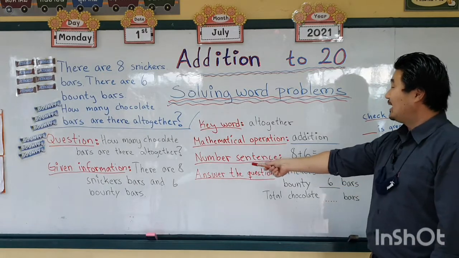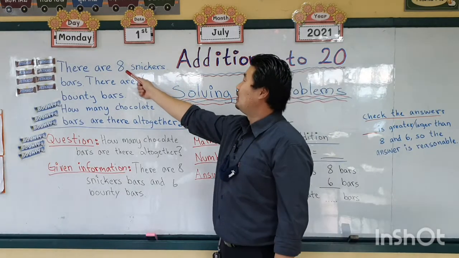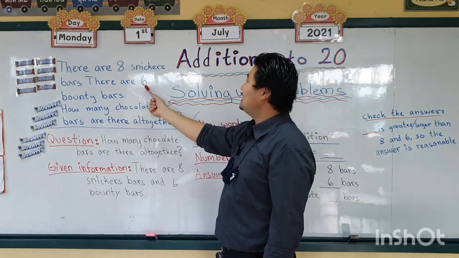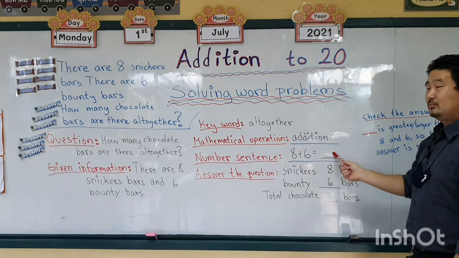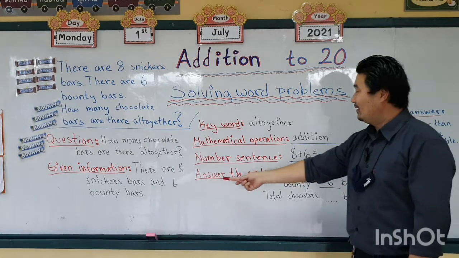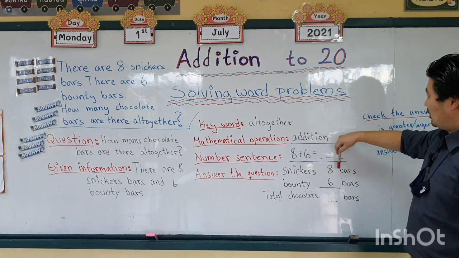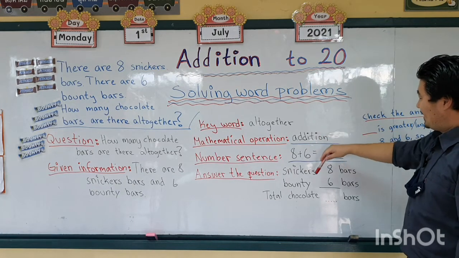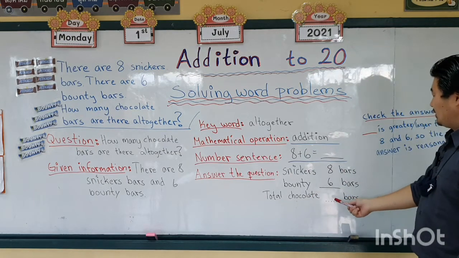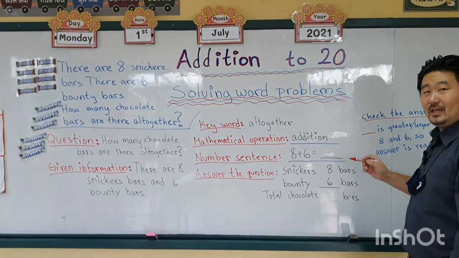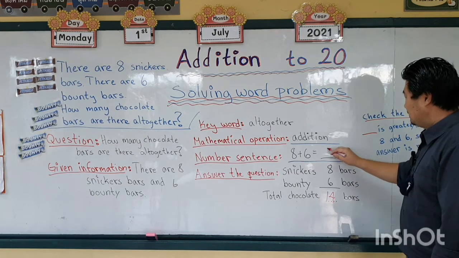And then what is the number sentence? Right, it's these two numbers. 8 plus 6 equals. And then we have answer the question. So Snickers, 8 bars. And then Bounty, 6 bars. And then total chocolate bars, how many? 8 plus 6 is 14. Good. So we write 14 here.